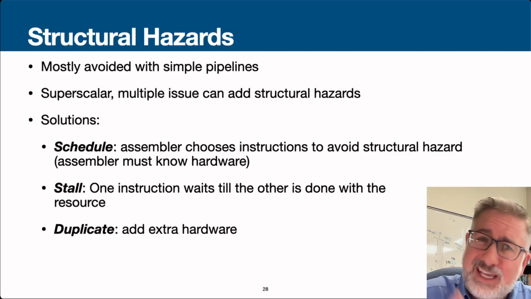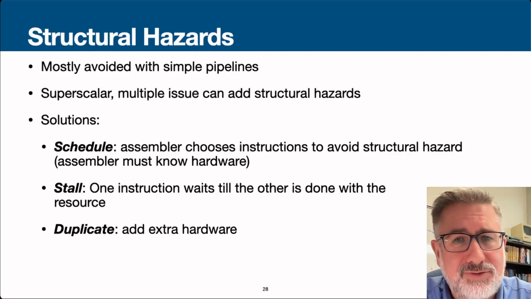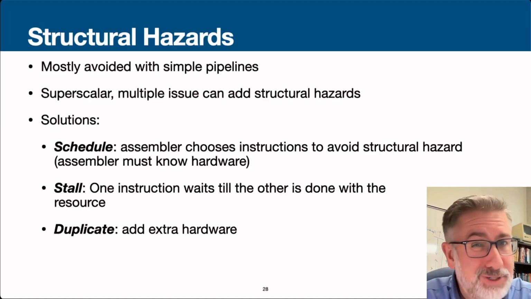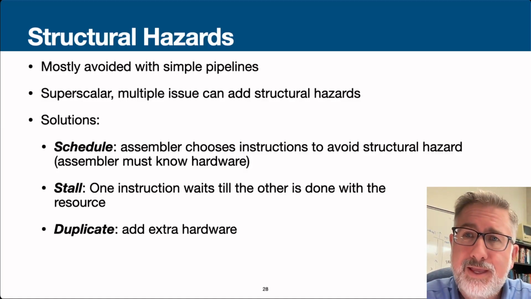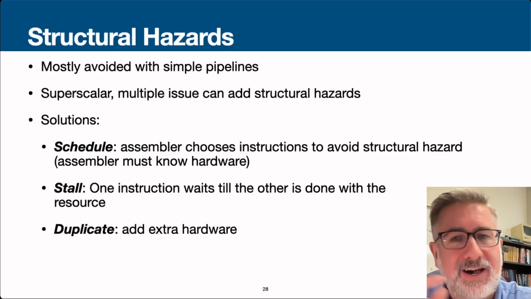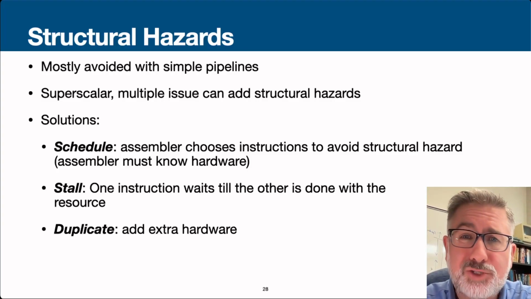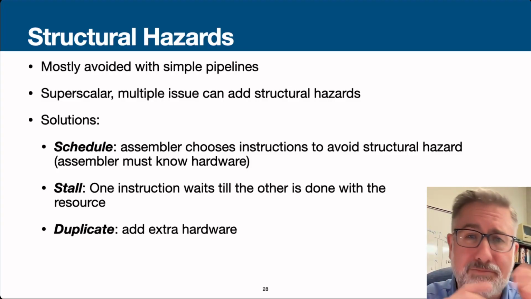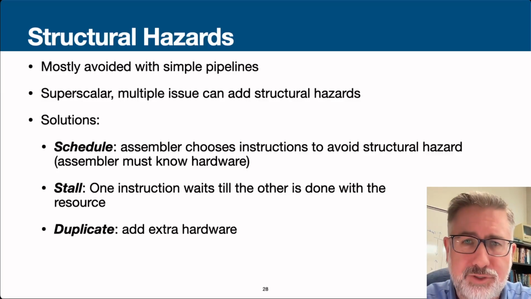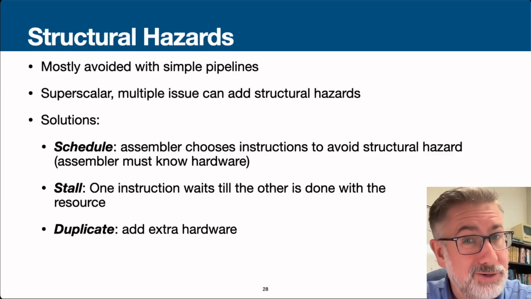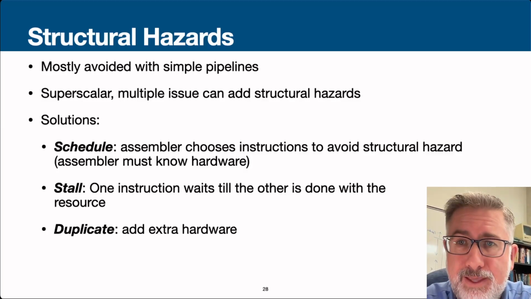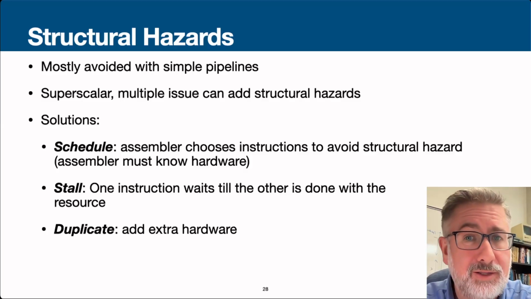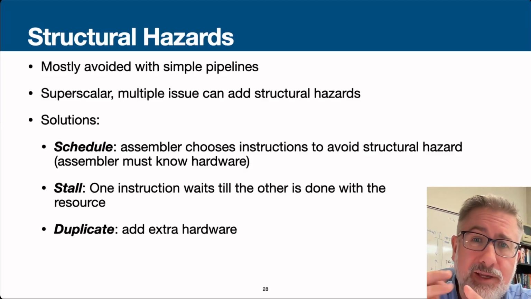Structural hazards, again, we don't typically have structural hazards in small pipelines, and the one that we just built doesn't have any structural hazards. But we can find structural hazards emerge once we start to add things like superscalar, multiple issue, out of order execution. Structural hazards can reemerge, and so we have to be ready for them. What are the solutions? Well, we can schedule, stall, or duplicate.